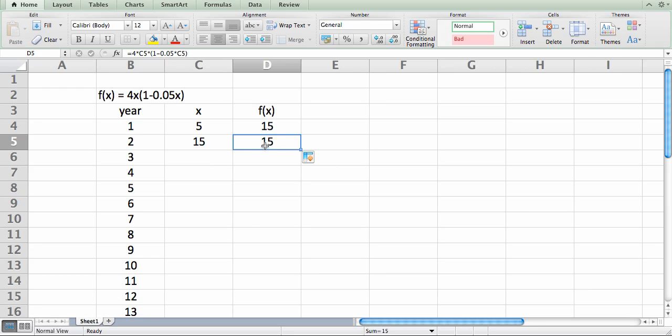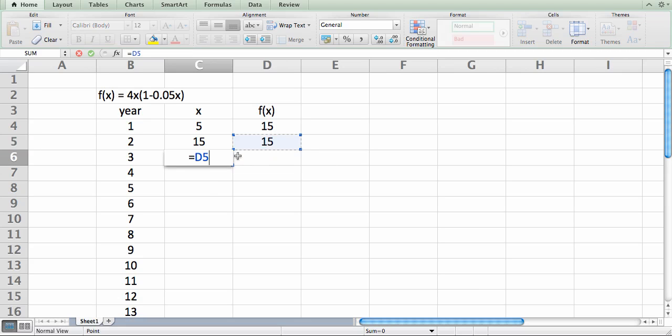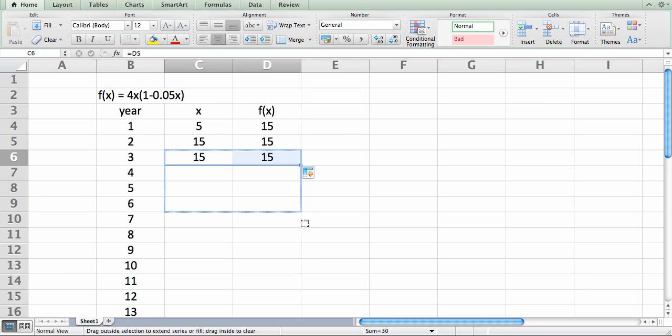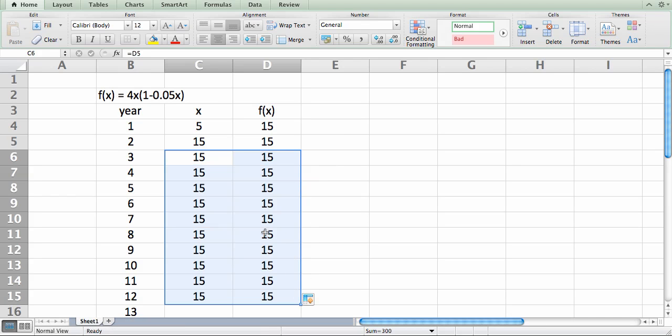So the population is 15. In year 3 the population is 15, but I'm just going to set it equal to this population here, D5. So what's going to happen in year 3? Well, I'm going to drag this formula down and it seems like it stays at 15. So we could actually highlight these two cells and drag all this down. We see the population has reached equilibrium very quickly at 15.